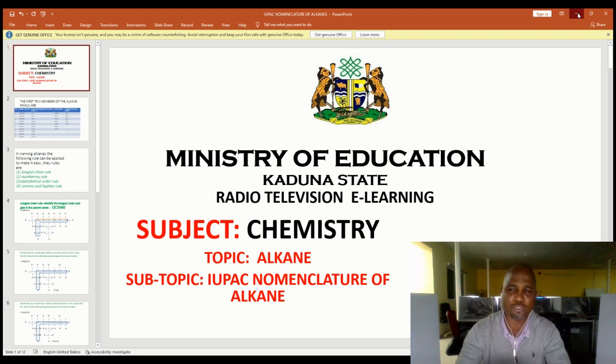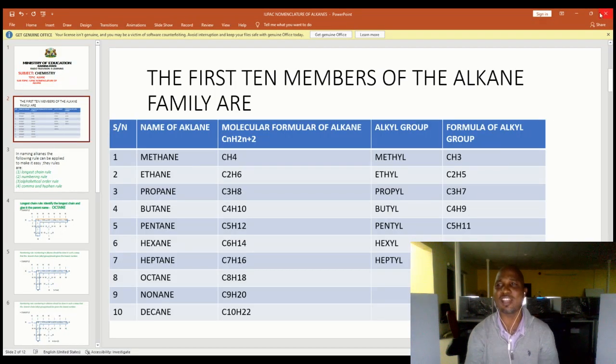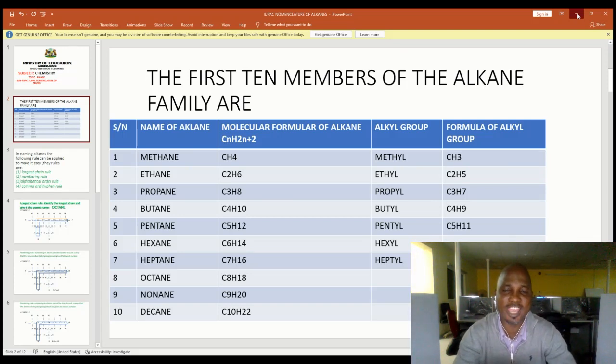Now, I'd like us to go back to our previous lessons where we discussed the alkanes. Remember, alkanes are organic compounds that have a general molecular formula of CnH2n+2, and they are characterized by single bonds. We'll look at the first 10 members of the alkane family: methane, ethane, propane, butane, pentane, hexane, heptane, octane, nonane, and decane, with their corresponding molecular formulas.